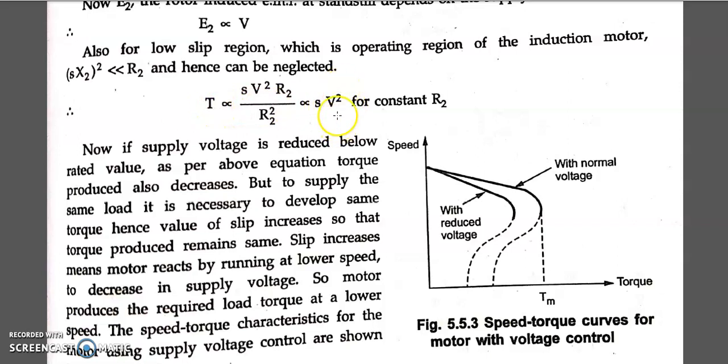Now I'm going to reduce the voltage. What happens? The torque will also get reduced. If torque gets reduced, initially slip will also decrease. But in order to fulfill the required load, the torque will again increase. The machine has the capacity to increase torque. If the torque increases, slip will also increase. Remember, voltage is not changed here because it is in your hands.